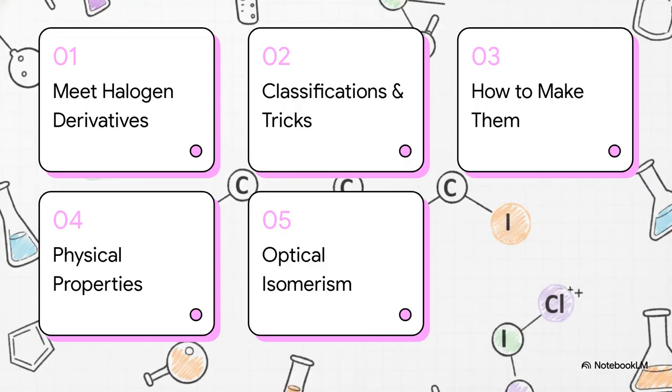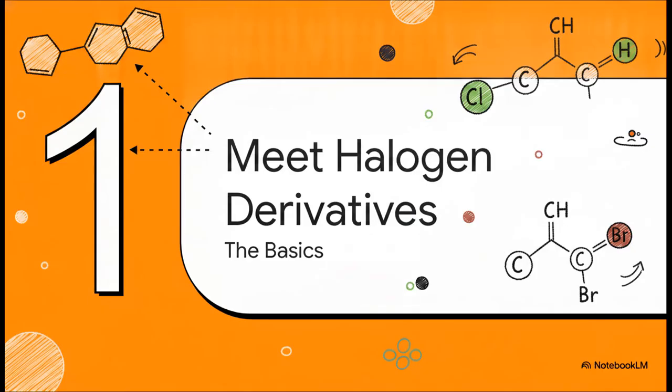To get there, here's our roadmap for today. First, we'll meet the halogen derivatives. Then, we'll hit classification and cheat codes, see how to actually make them, look at their physical properties and behavior, and finally, we'll explain optical isomerism. All right, Section 1. Let's officially meet the halogen derivatives.